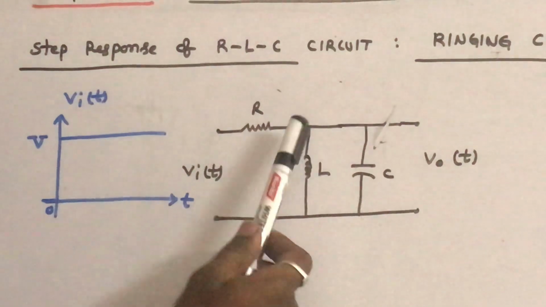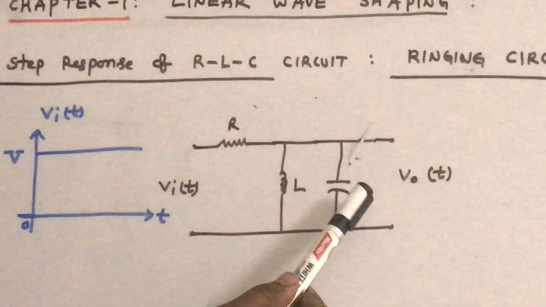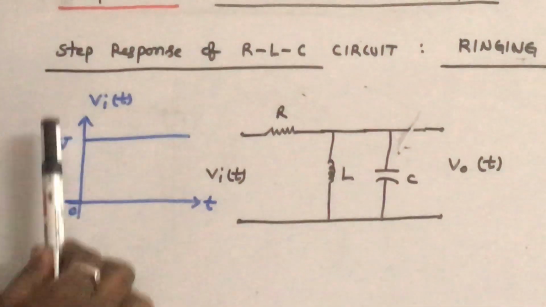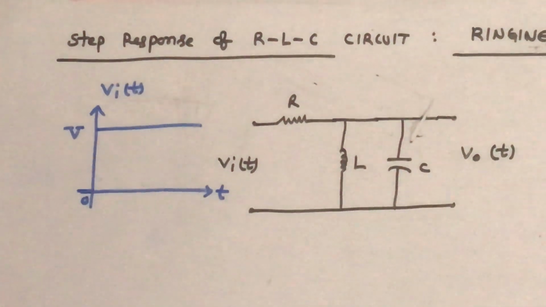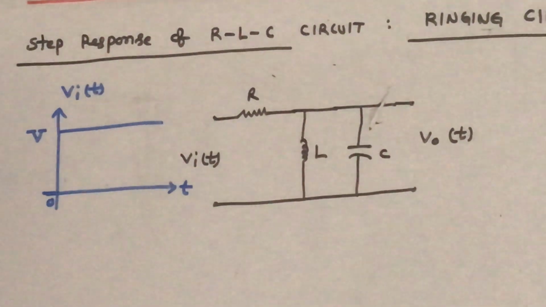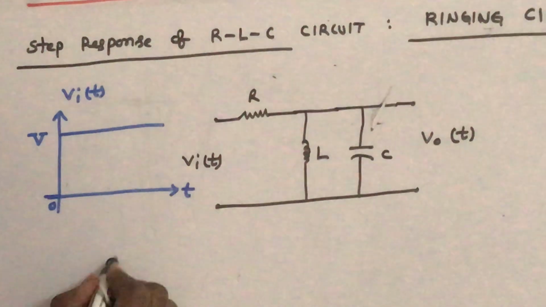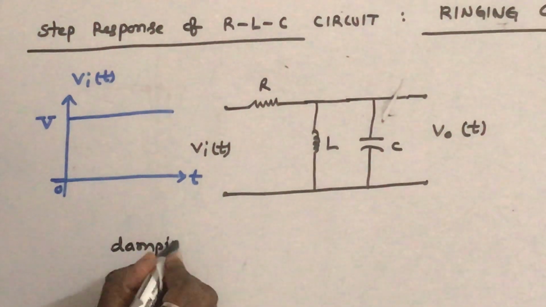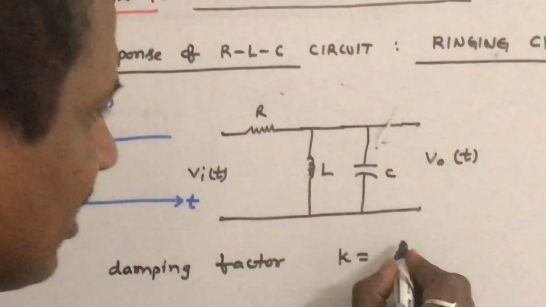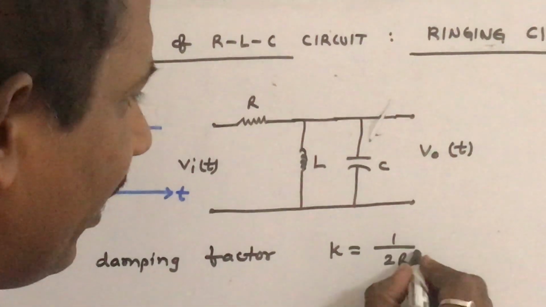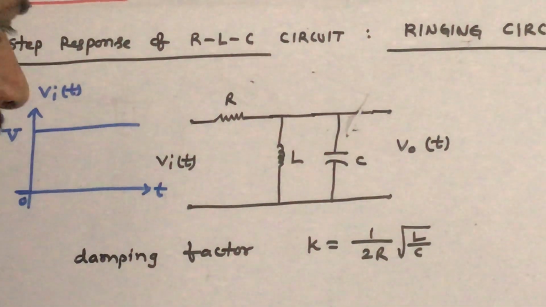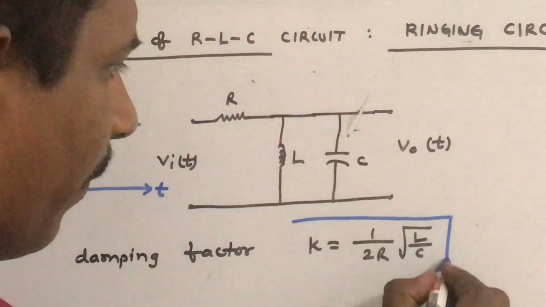If this kind of step input voltage is applied to the circuit, we can obtain different responses depending upon the values of resistor, inductor and capacitor. In order to categorize the output responses, we define one parameter called the damping factor, K, which is given by the formula 1 by 2R into root L by C. This is the formula with which the damping factor is defined.